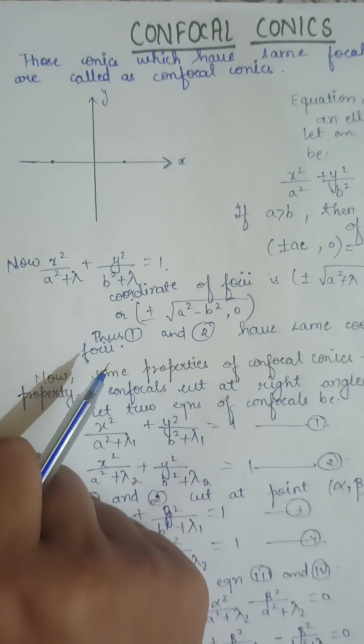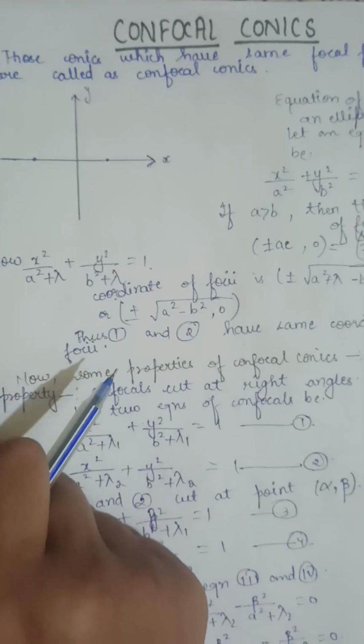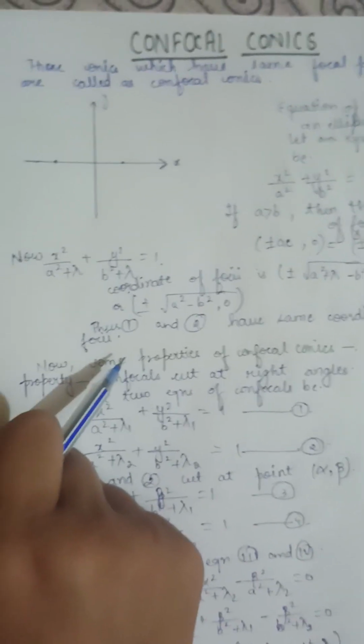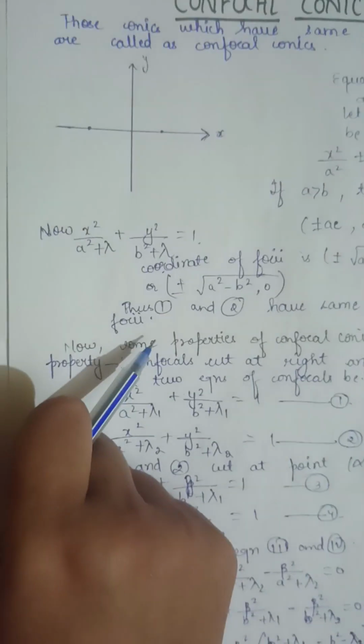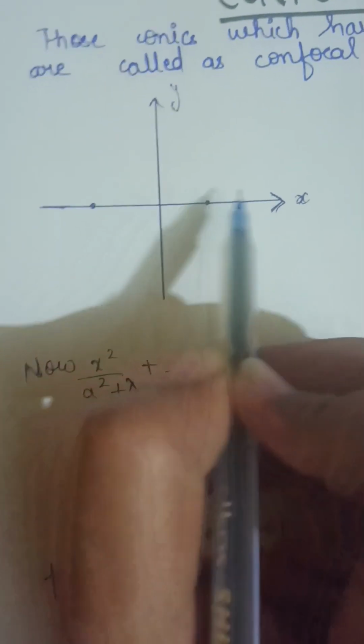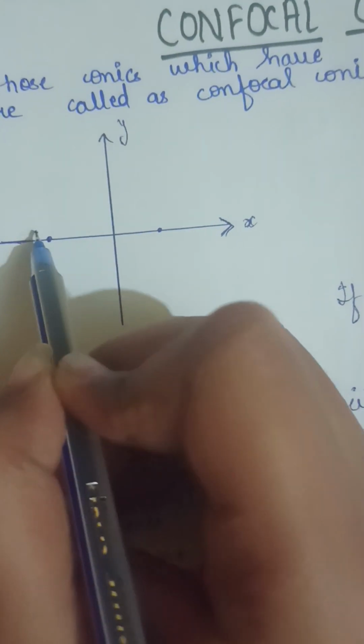The topic of my presentation is confocal conics. Those conics which have the same focal points or foci are called confocal conics. Let us see, for example, these are the foci. With these foci, we may draw two ellipses.